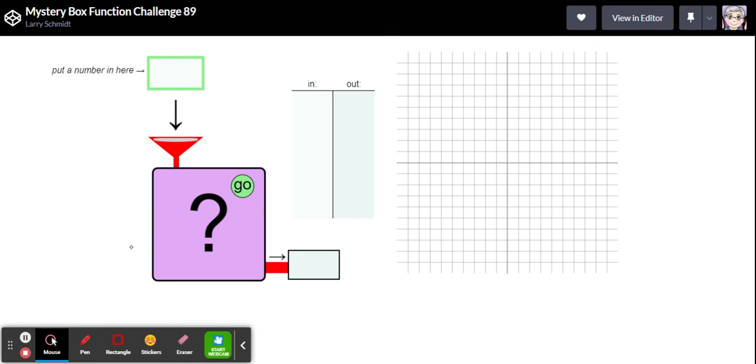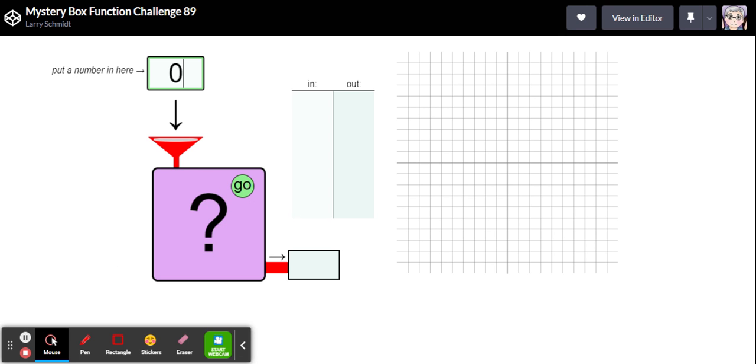Hello everybody and welcome to another mystery box function challenge. In this purple box there is some mystery math and your challenge is to figure out what that is. You can use the link in the description to get to this page and put in as many numbers as you like and see how they're changed. When you think you've got an idea about what's inside the mystery box, come on back and see if we get the same thing. All right, let's begin.